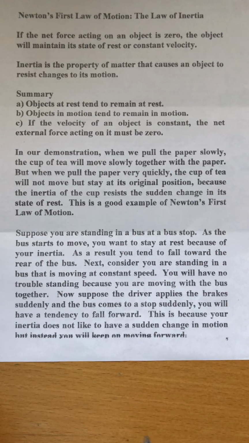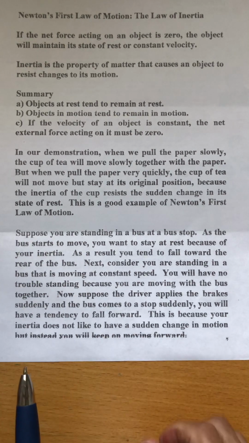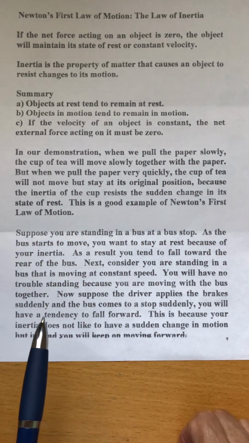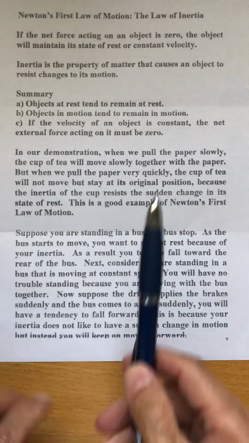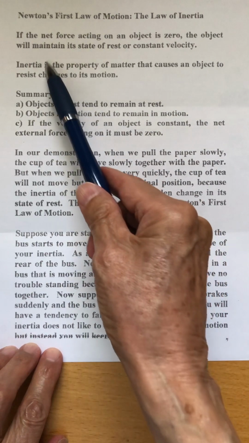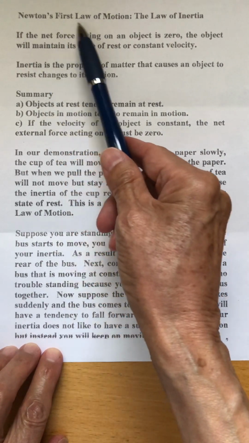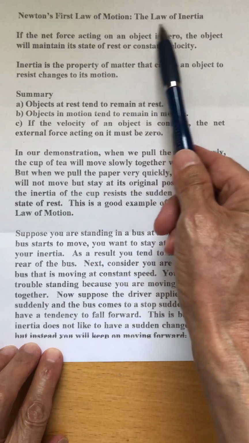This is a continuation of the last lesson. The last lesson is a demonstration of Newton's first law, the law of inertia. But now we would like to make some explanation of the law. So this is Newton's first law of motion, the law of inertia.